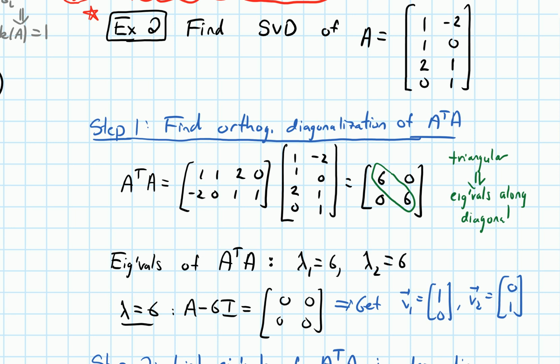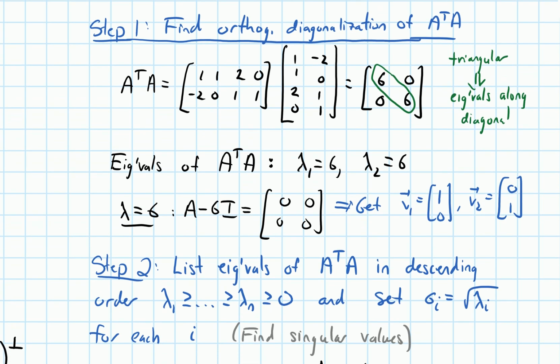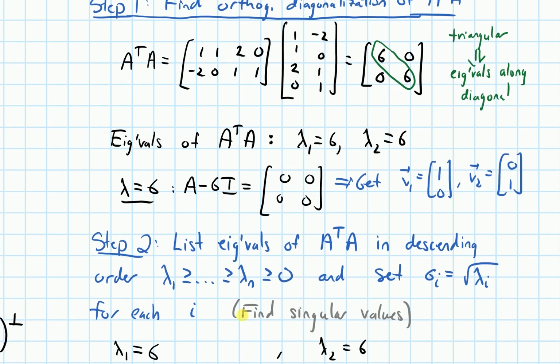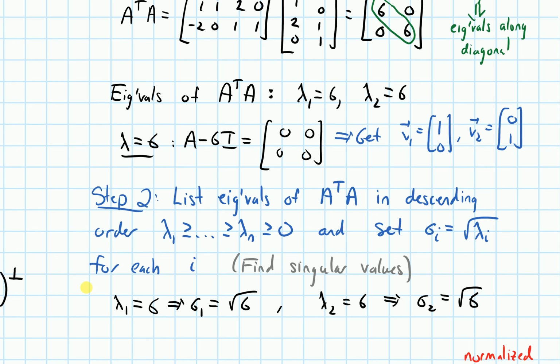All right, so we are on to step 2. Now we want to list the eigenvalues in descending order and then find their corresponding singular values. We have 2 eigenvalues, 6 and 6, just a repeated eigenvalue. The singular values are the square roots of these. So sigma 1 is going to be root 6, and the same thing with sigma 2, the square root of 6. All right, so we have our singular values. That was pretty quick. So we are on to step 3.